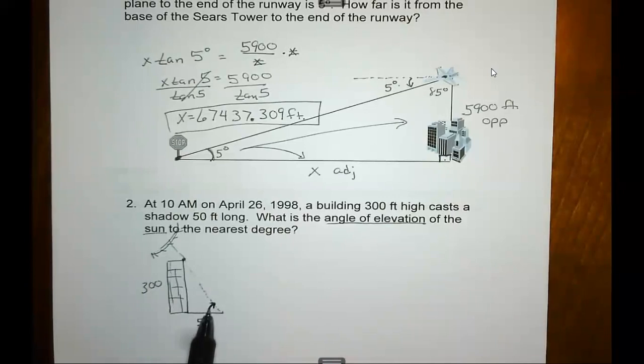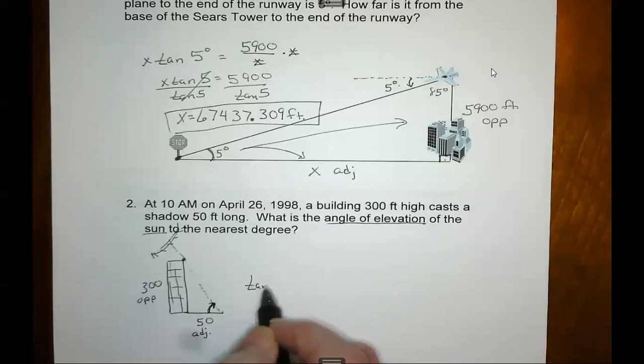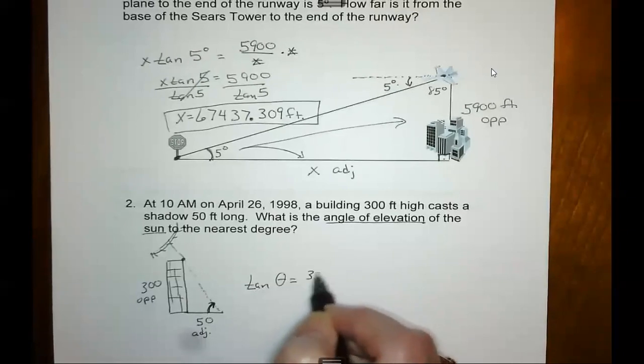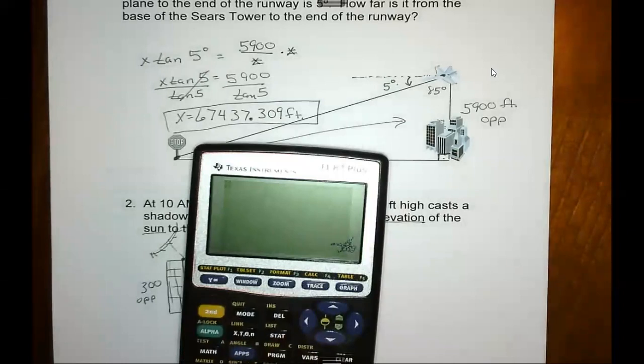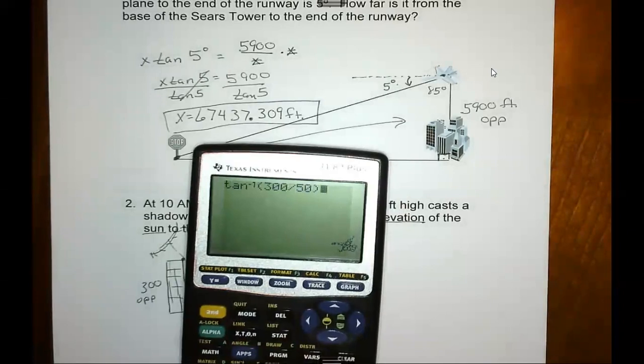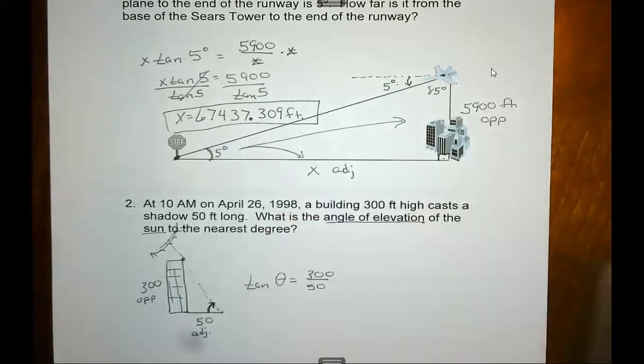So we're going to use opposite and adjacent. Opposite the angle, adjacent to the angle. Opposite and adjacent would be tangent. So tangent of this angle equals 300 divided by 50. And you can reduce that if you want, or you can just do second tan of 300 divided by 50. Remember, anytime that you are looking for the angle, you've got to use arctangent or inverse tangent. So second tan. So we get 80.5, so about 81 degrees.